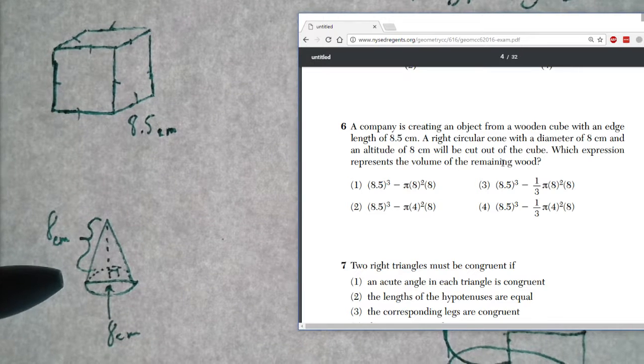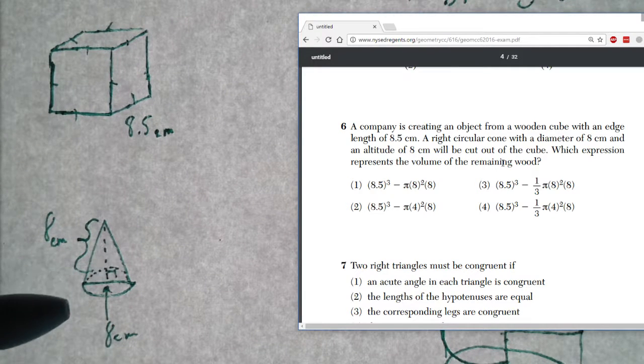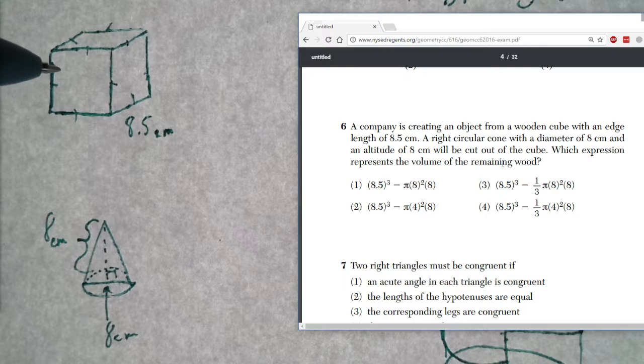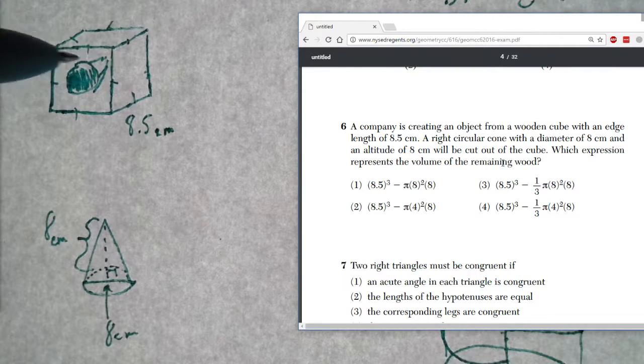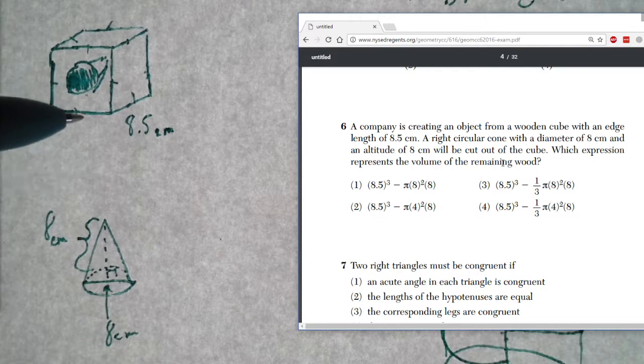Actually, I need to find the volume of this and the volume of this, so maybe it's good that I kept this here. They're going to take this cone and drill it into the wood, so I've taken away this much of the wood, right? A right circular cone will be cut out of the wood. So I'm going to drill into this cube and pull this out. So maybe I made a hole here from the cone, but that hole gets smaller and smaller as it goes inside because I cut a cone out. And that is representative of this cone.